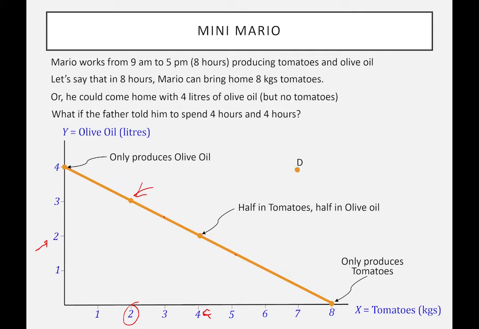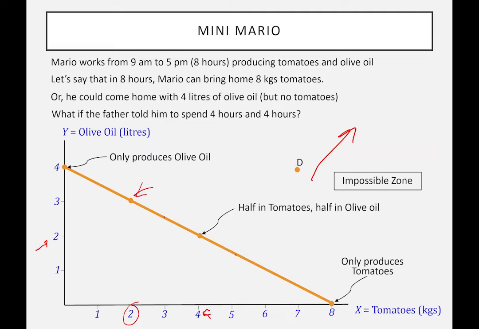Now, if, for example, his father asked him to come back with 4 liters of olive oil and 7 kilograms of tomatoes, like this point D up here, well, the way I've set this whole thing up and designed it is that he wouldn't be able to do that. The maximum he can do is 8 kilograms of tomatoes, but he doesn't do any olive oil, or 4 liters of oil, he can't do anything. So D is an impossible situation. So anything, in fact, outside here is in the impossible zone.